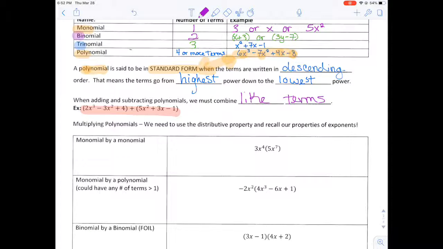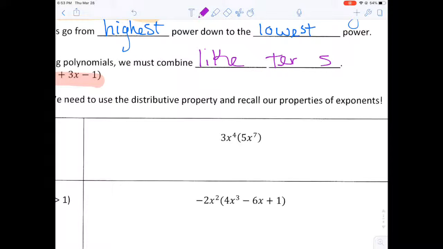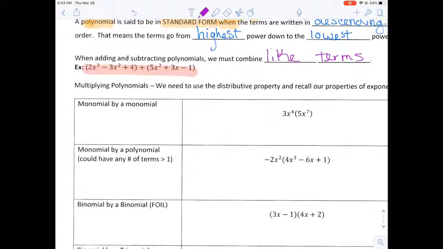And so by adding and subtracting these polynomials, we can create a new polynomial by adding what is a like term. So let's take a look at this example here. The first thing I'm going to come to is 2x to the third. So I'm going to look across my problem and say, okay, are there any other x to the thirds? Because remember, a like term has to have the same variable with the same exponent.